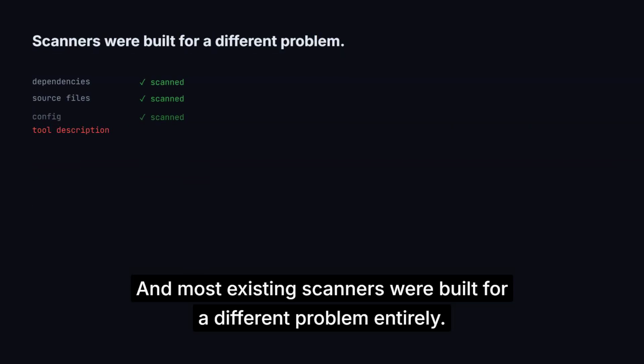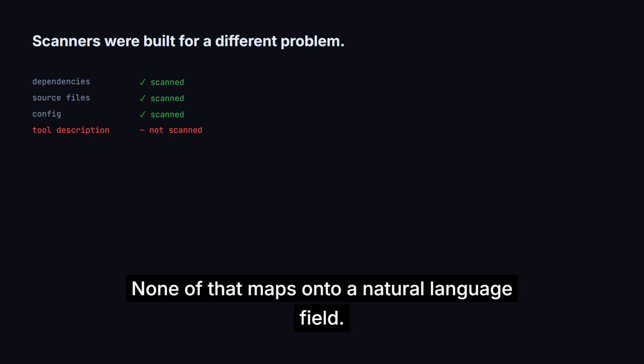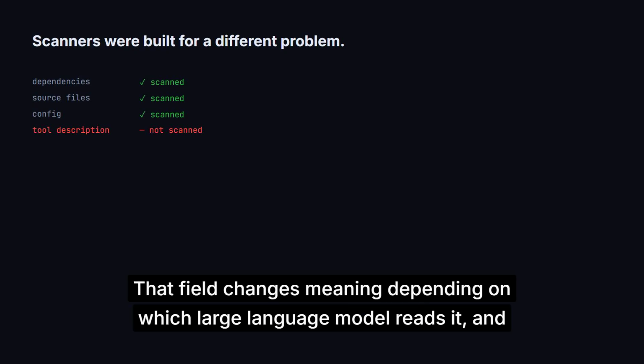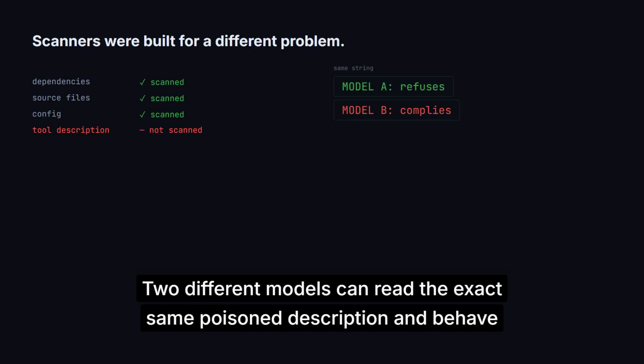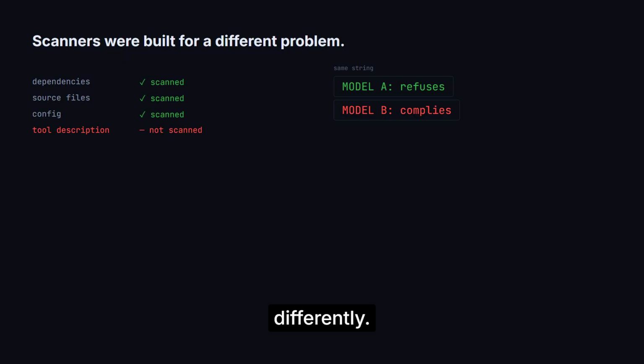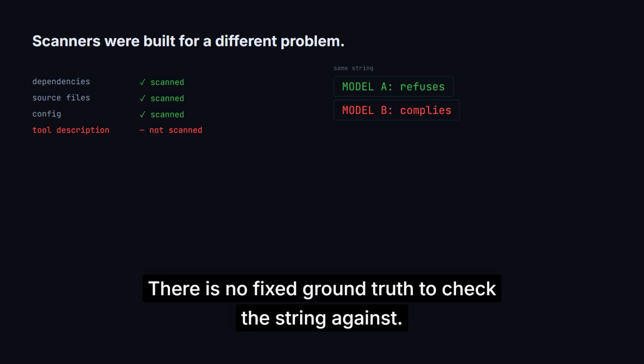And most existing scanners were built for a different problem entirely. Known vulnerable dependencies, exposed secrets in source code, insecure configuration. None of that maps onto a natural language field. That field changes meaning depending on which large language model reads it and how it is prompted. Two different models can read the exact same poison description and behave differently. That is not a bug a static scanner is built to catch. There is no fixed ground truth to check the string against.